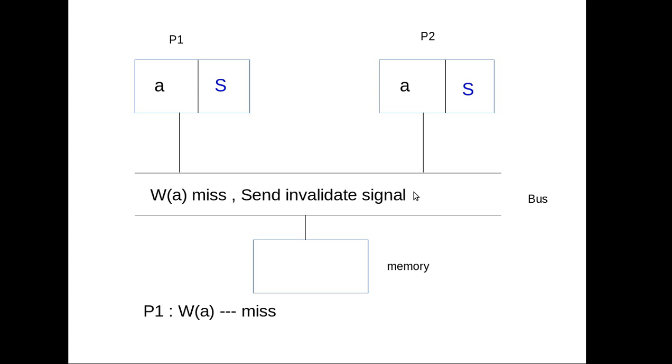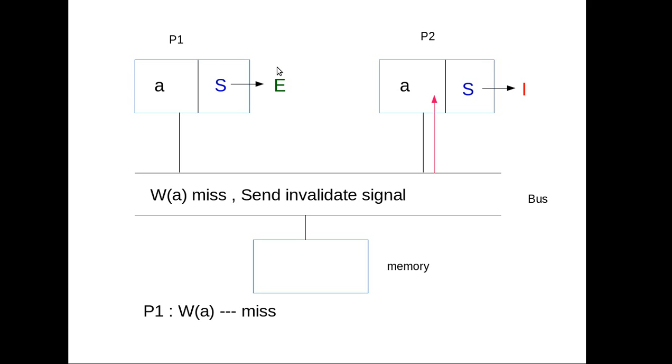So we get a bus hit, and the bus generates an invalid signal to P2. Invalid signal has been generated. So now the state of P2's cache moves from shared to invalid. Shared to invalid. Then P1's cache moves from shared state to exclusive state. From shared state to exclusive state.